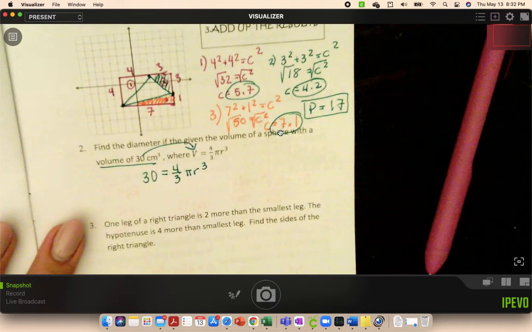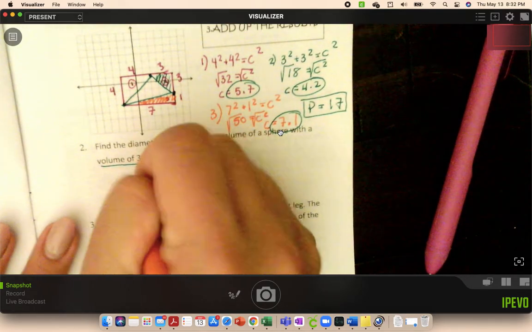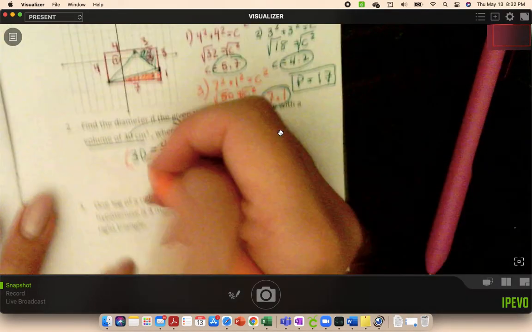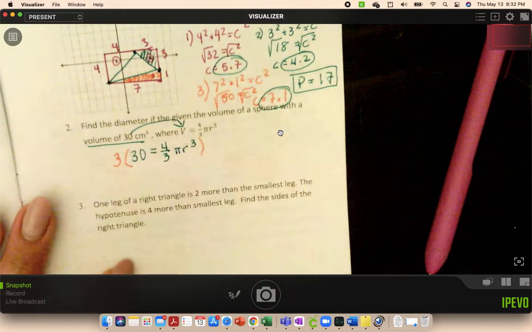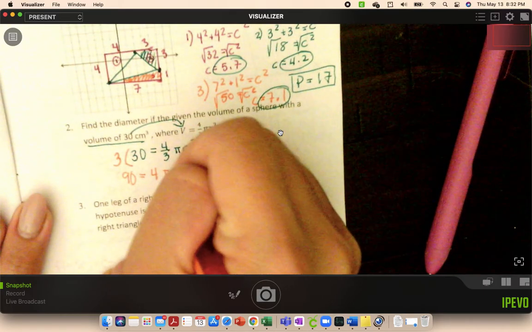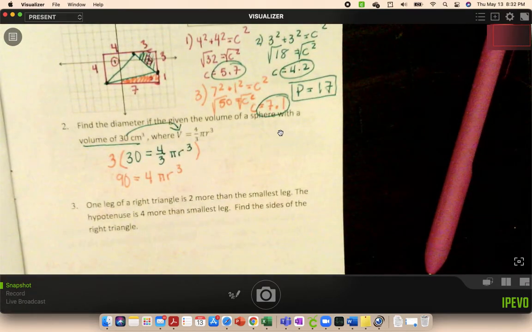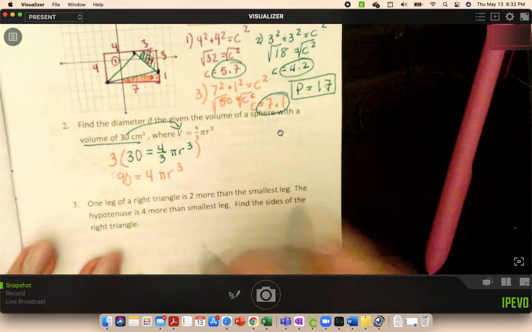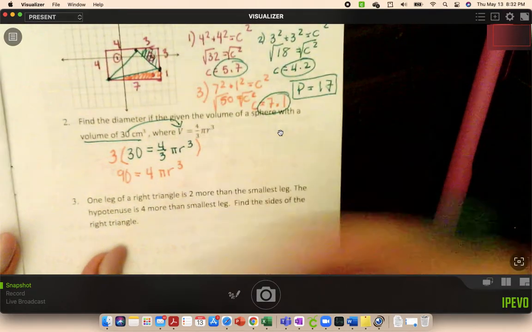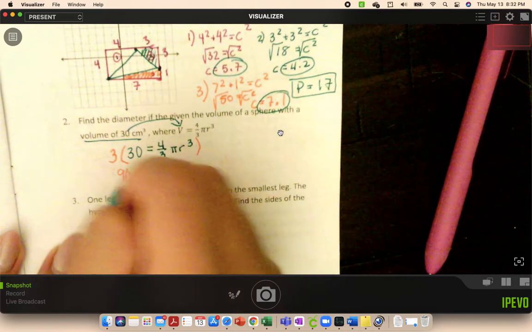We don't like fractions, so we've been talking about how to get rid of them. So we're going to multiply this entire thing by the denominator, which is 3. And when I do that, I'm going to get 90 equals 4 pi r to the 3rd. Okay, so what we need to go ahead and do is divide each side by 4 pi. You could divide each side by 4, then divide each side by pi. I'm just going to choose to do it together. So I'm going to divide each side by 4 pi.